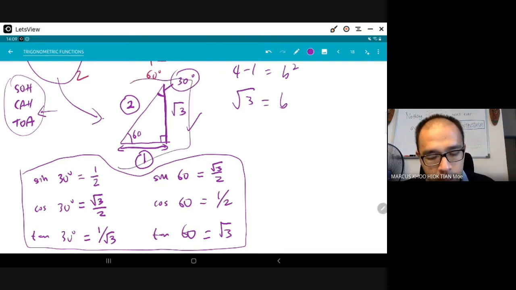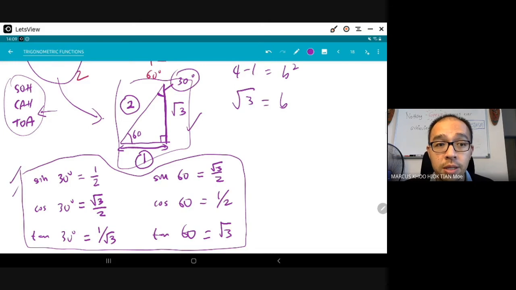Memorize the special triangle. This is more important, because from the special triangle, you can get the special values: sin 30, cos 30, tangent 30, sin 60, cos 60, tangent 60. However, there is another special triangle that we need to talk about.